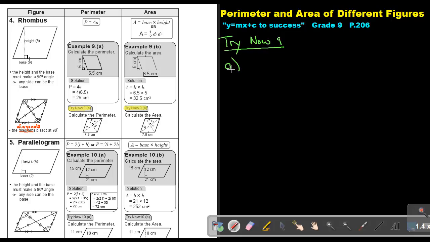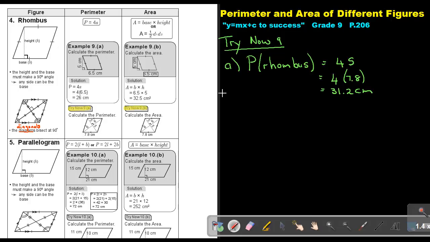Let's start with number A. Calculate the perimeter. Now remember, the perimeter of a rhombus is just going to be 4 times s, which is going to be 4 times the side, 7.8. It's always good to put it just in brackets, so just put it like this. And if you multiply it, you will get 31.2, and that will be centimeters.